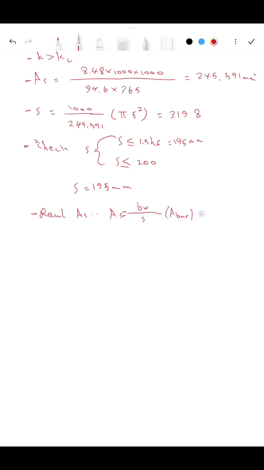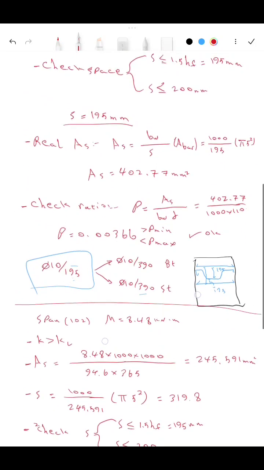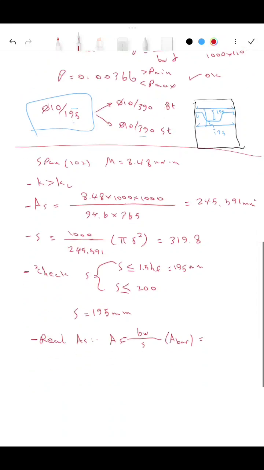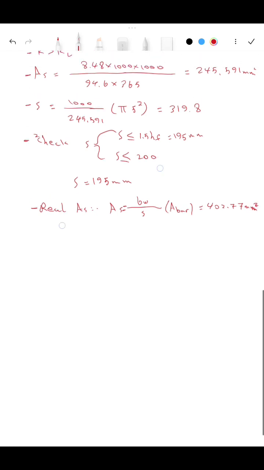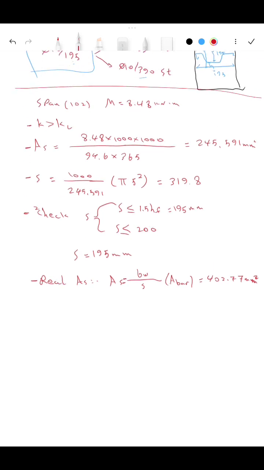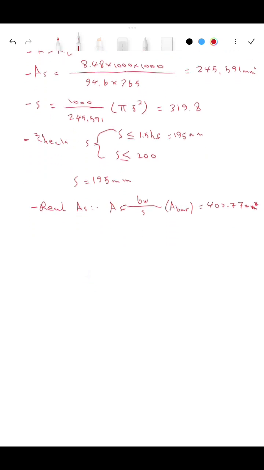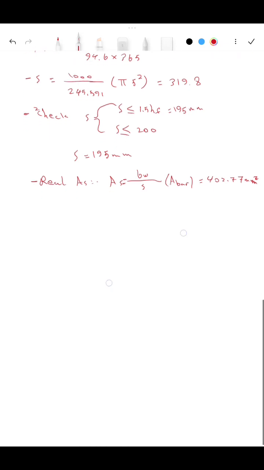When we calculate it, we will get the same value, because we use the same space. So we will use the 402.77 millimeter square. In this case, you might reduce the diameter of the bars you are using. Instead of 10, you can use 8, but I will keep it as 10. It would be safer, because we are talking about the main reinforcement, so I will keep 10.